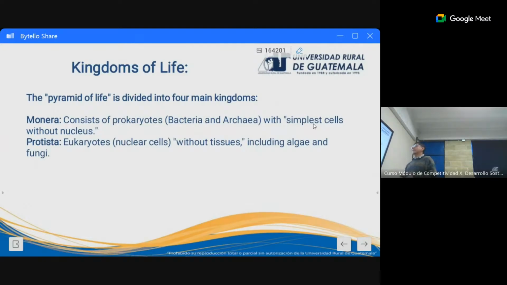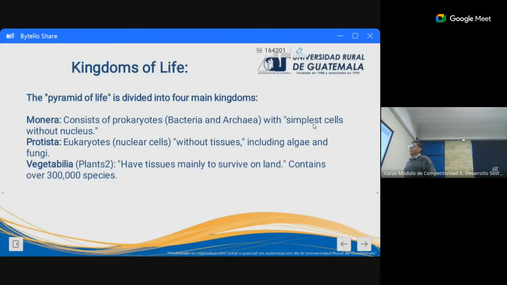The simplest level is Monera, that consists of prokaryotes, bacteria, and archaea with simplest cells without nucleus. Then we have the protista. They have the eukaryotes or nuclear cells without tissues, including algae and fungi.